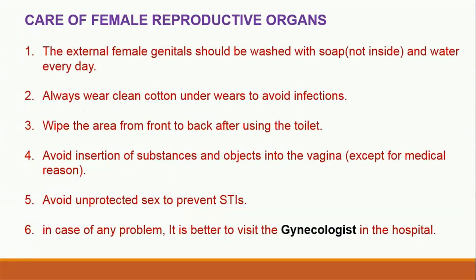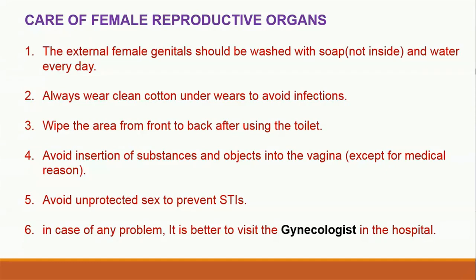So how do we care for the female reproductive organs? Care of female reproductive organs. 1. The external female genitals should be washed with soap, please, not inside the vagina. Do not apply soap in there. And water every day. 2. Always wear clean cotton underwear to avoid infections. 3. Wipe the area from front to back after using the toilet. This is to prevent bringing feces from the anus into the vagina, which can lead to infection.